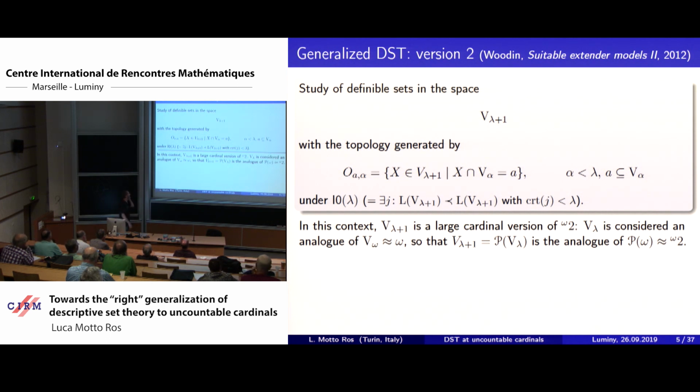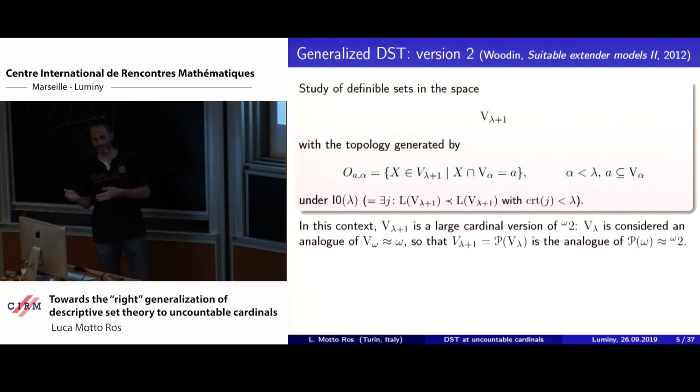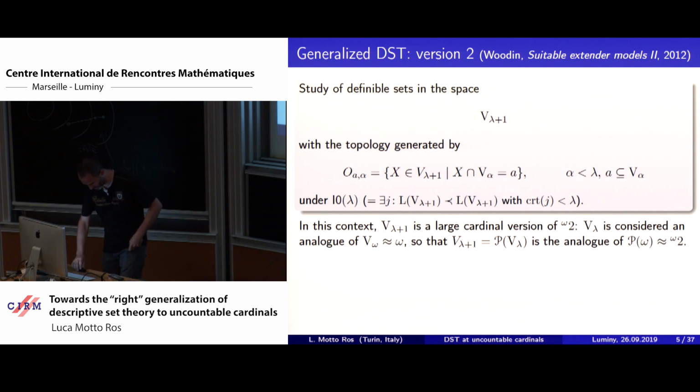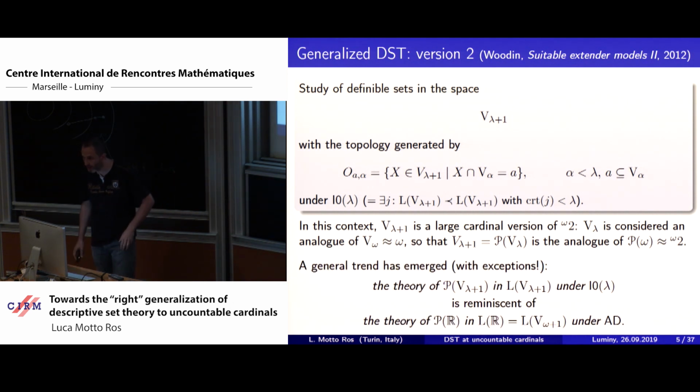Why is it reasonable to take this approach? Because in a sense, V lambda plus 1 is a large cardinal version of 2 to the omega. So if V lambda can be considered as an analog of V omega, lambda being a cardinal of countable cofinality, so if V omega is omega, then V lambda plus 1 is the power set of V lambda, and in the countable case, the power set of omega is 2 to the omega, okay? So V lambda plus 1, which is the power set of V lambda, is really an analog of the Cantor space. But what is the analog of J?